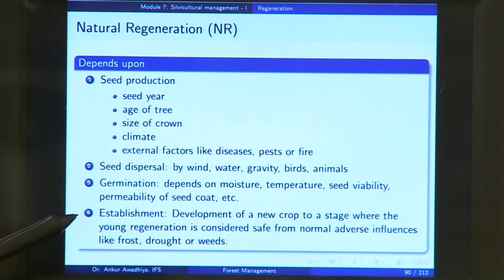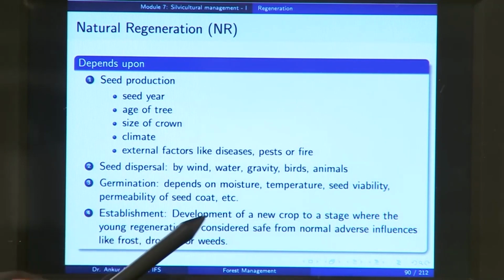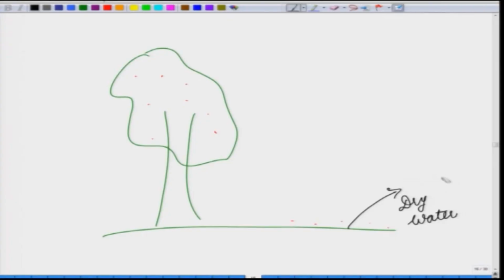Next is establishment. Establishment is development of a new crop to a stage where the young regeneration is safe from normal adverse influences like frost, drought or weeds. So, what is establishment? In this case, suppose your seeds fell into an area that was an okay area, but then birds came and ate up these seeds. So, these seeds get eaten up. What will happen then? Your seeds, even though they were capable of germinating, probably a few of those seeds have already germinated, but then they got eaten up.